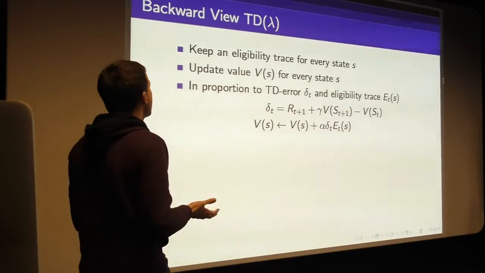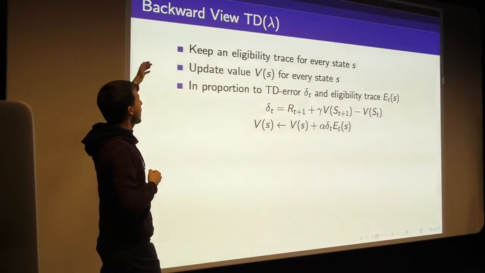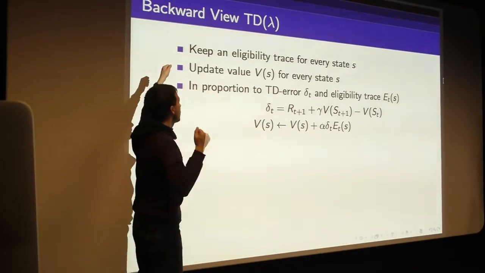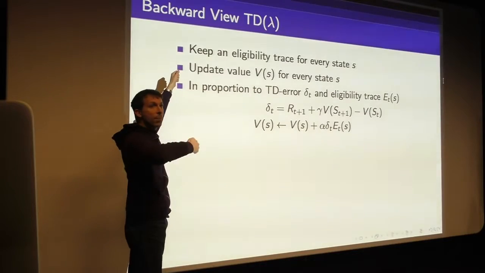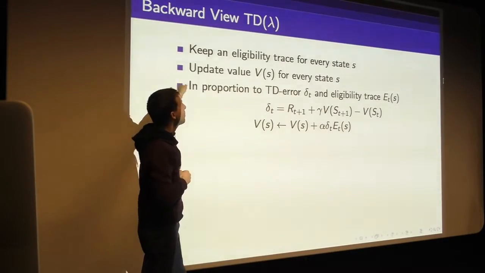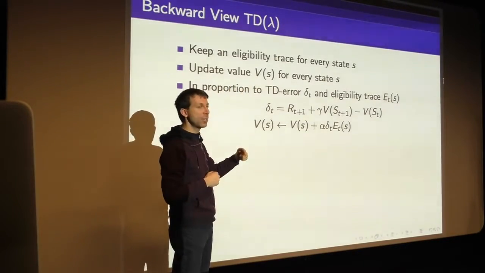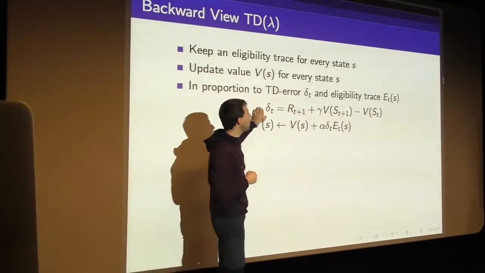So this gives us the backward view TD lambda algorithm. For every state we're going to keep one of these eligibility traces. That's trivial computationally, it's just a simple operation per state. We update the value function for every state in proportion to both the TD error and the eligibility trace. So we compute our TD error.